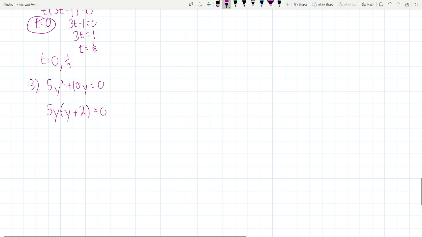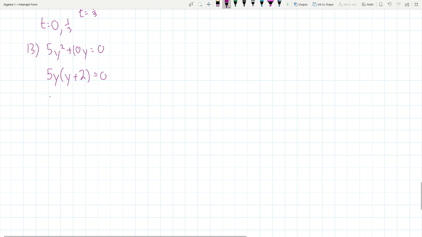And if you don't see that, that's fine. You can definitely start by taking out the y's and saying, hey, what do 5 and 10 have in common? And you get the same answer. Now I'm going to separate these, so 5y equals 0, and y plus 2 equals 0. So I get y equaling 0, and y equaling negative 2. So my answer is y equals negative 2, comma 0.